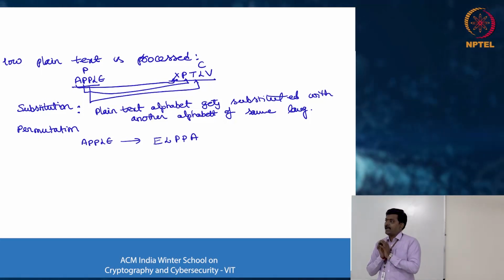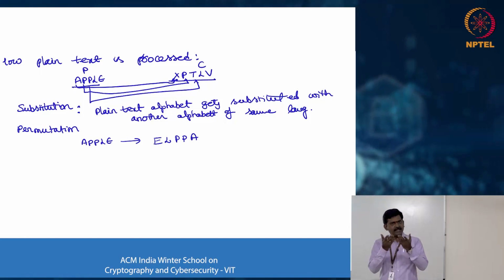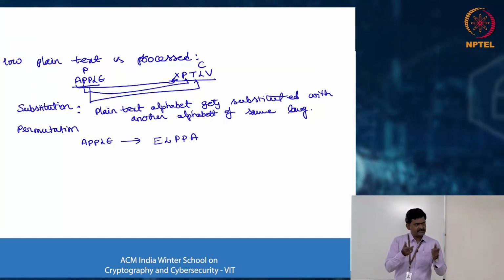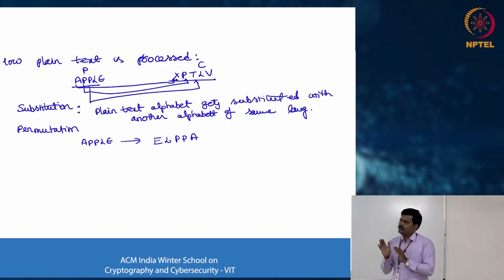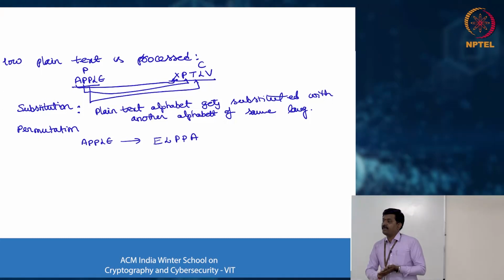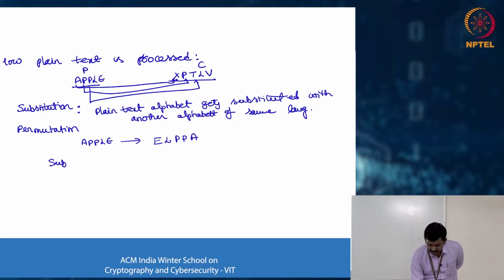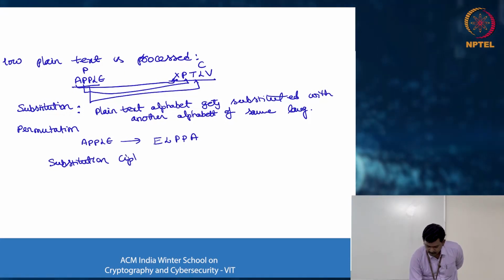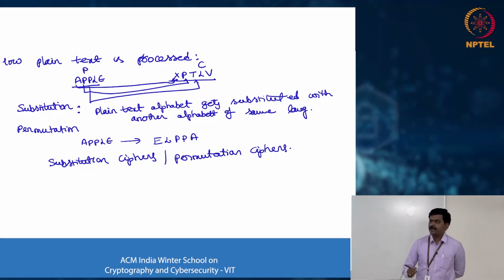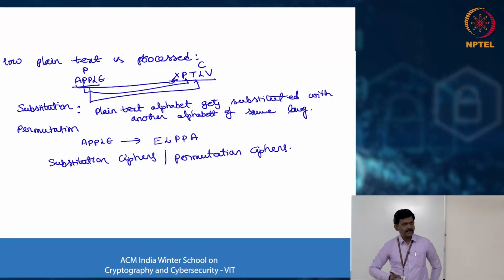So permutation means I am playing with the alphabets that are there in my word. Similarly, you take a string, imagine I have a sentence, play with the alphabets that are there in the sentence, right? I permute the positions of the alphabets. That is the way I produce my ciphertext. And hence your algorithms could be substitution ciphers or permutation ciphers, right? So the encryption algorithms could be permutation ciphers or substitution ciphers, right? Are you able to follow?